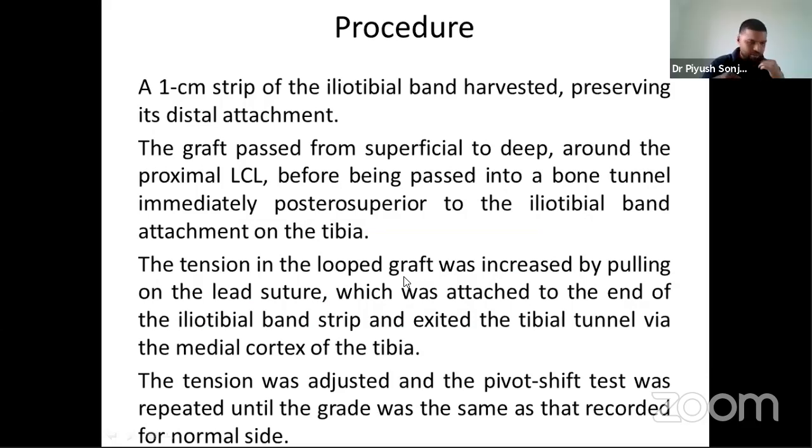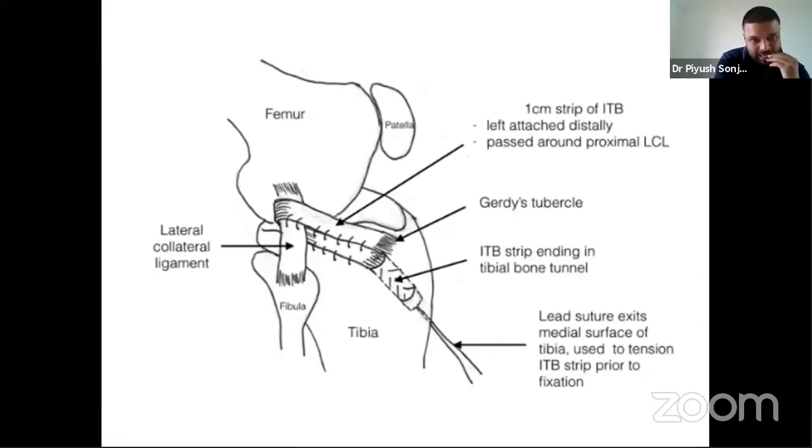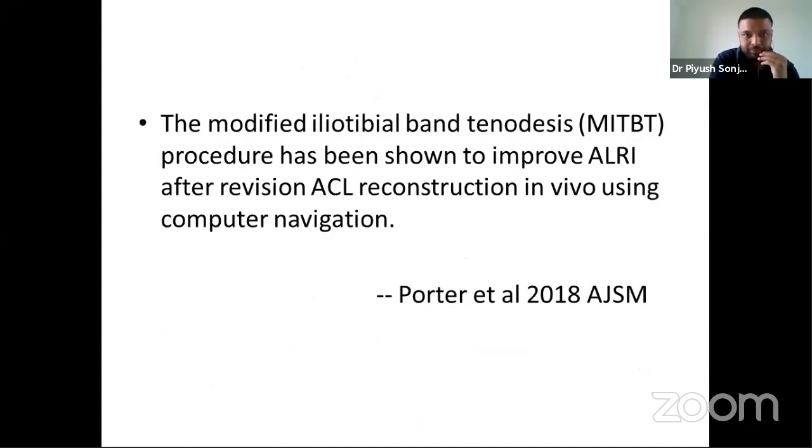So they checked the pivot shift test before the surgery on the opposite side, and to that grade they titrated the pivot shift and then did the fixation of the ALL. This is the diagrammatic representation of the reconstructed ALL, the tunnel, and the passing of the iliotibial band around the LCL.